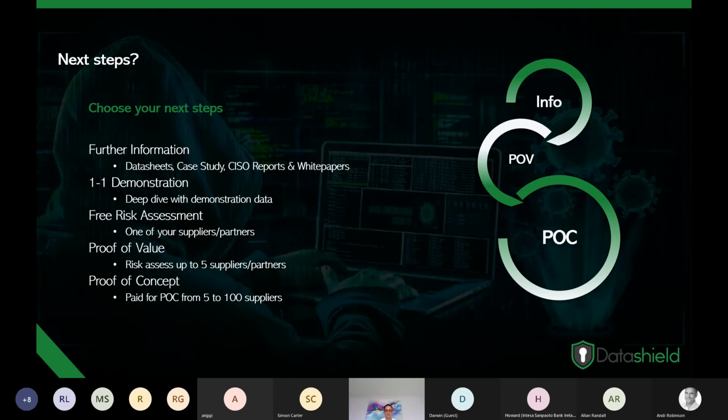And then we'll show you a risk assessment of each one of those, and we can drill down during a live demonstration of their particular risk assessment. Or if you're thinking, well, I like what I've seen today, it looks really good, and you want to do a proof of concept, there is a charge for this, but we can do a proof of concept ranging from 5 to 100 suppliers, where we'll just do a straight proof of concept. So it's entirely up to you, the next steps.